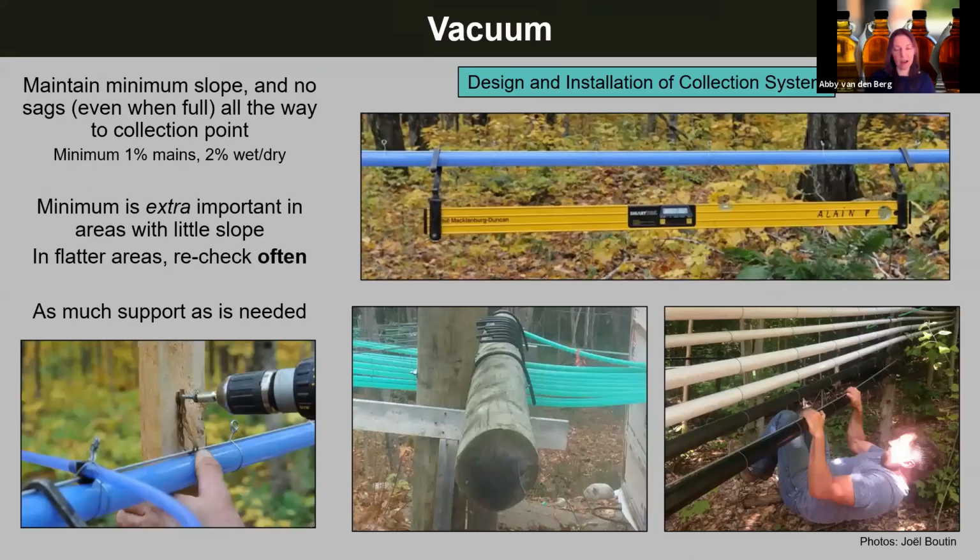So the next big thing in terms of the installation of the collection system is, and I put this in in particular for people that have operations on really flat sites, it is extremely important to maintain a minimum slope with no sags, even when the main lines are completely full, all the way to the collection point. This is one picture of pictures that I could have 1,000 of, where everything is nice and straight and downhill all the way until it comes into the sugar house. Things like this can have a big impact.